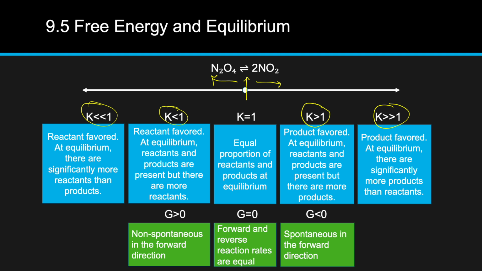And then when I have a negative delta G, I know that spontaneity means my reactants are going to be turning into products. So because I have more products, when I have a negative delta G, I know my K value is going to be greater than 1. And in opposition to that, if my delta G is positive, that means I am non-spontaneous. My reactants are not turning into products. And because I have more reactants, I know my K value is going to be less than 1.